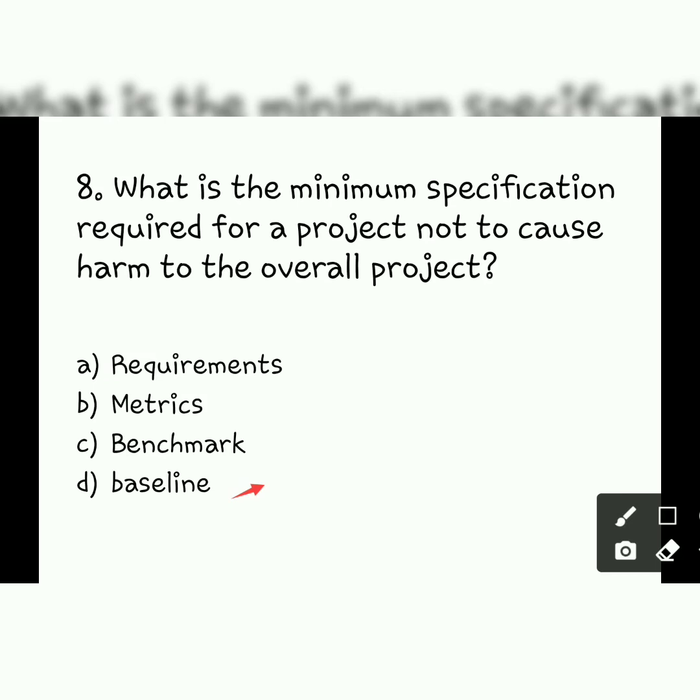If it is to be a building and the standard cement to sand is 1:3 and you make it 1:2, just imagine how the building will look like. So that's what we call the baseline. The answer is D.